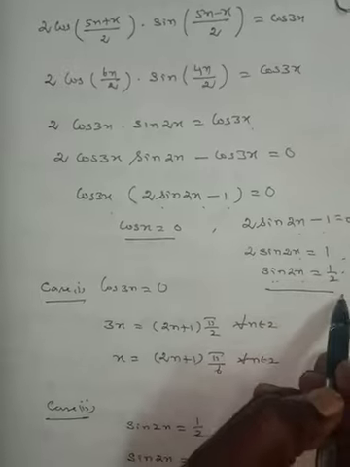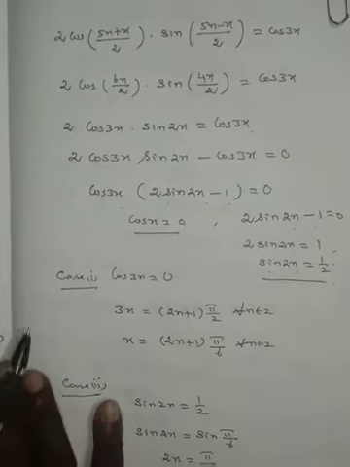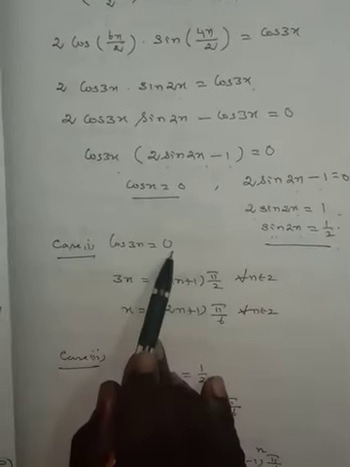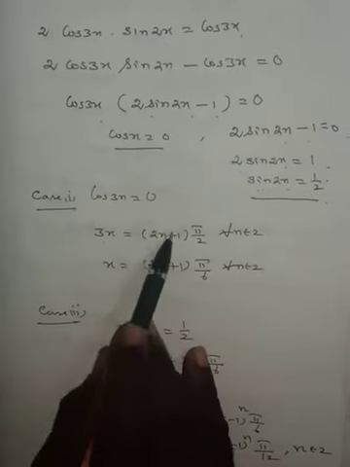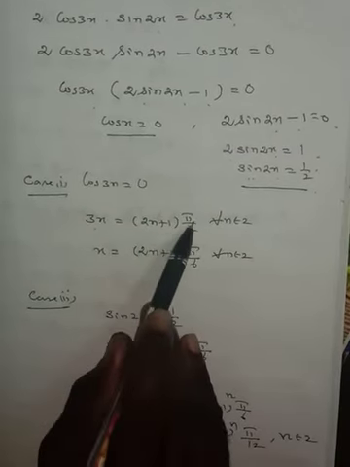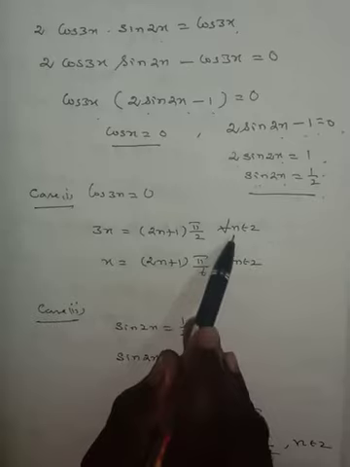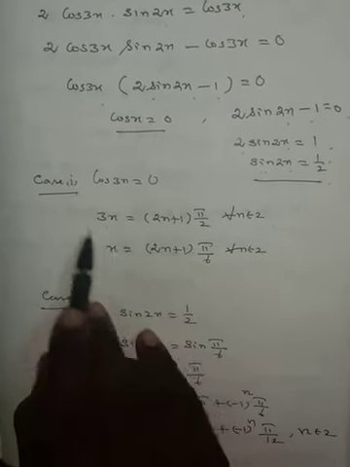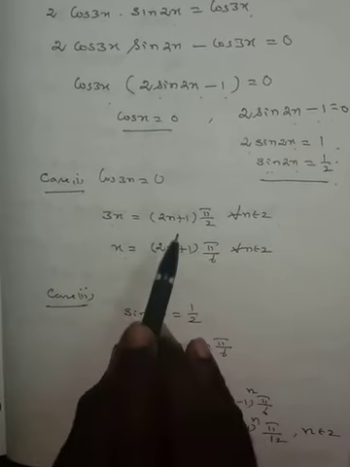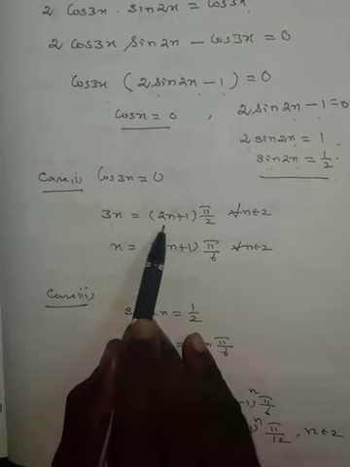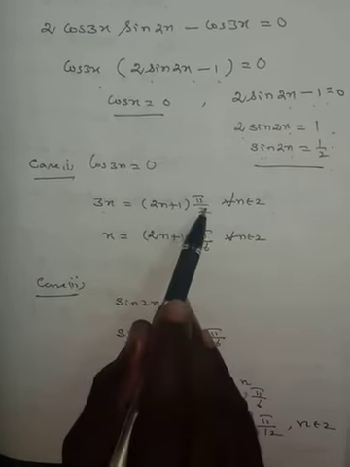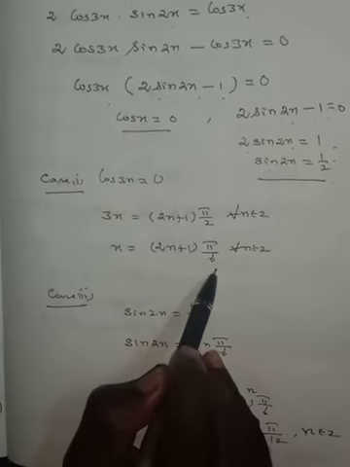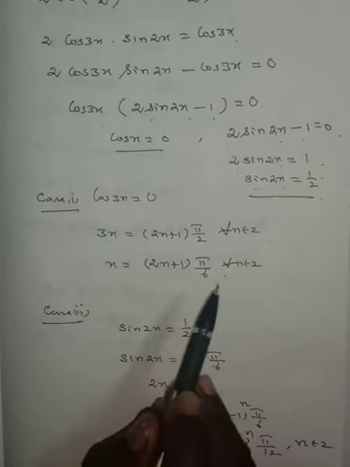Sin 2x is equal to 1 divided by 2. Now cos 3x is equal to 0. The general solution is 3x equal to (2n plus 1) pi by 2 for all n an element of the integers. Dividing through by 3 on both sides, we have x is equal to (2n plus 1) pi by 6 for all n an element of the integers.